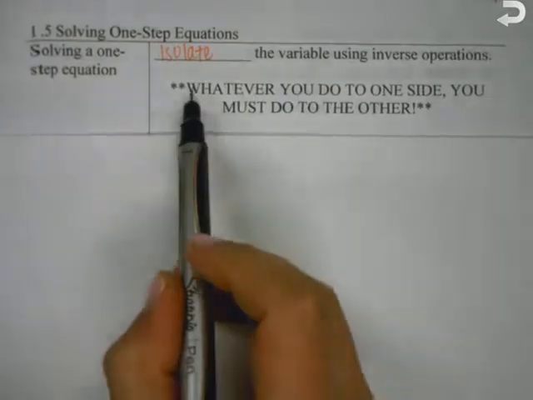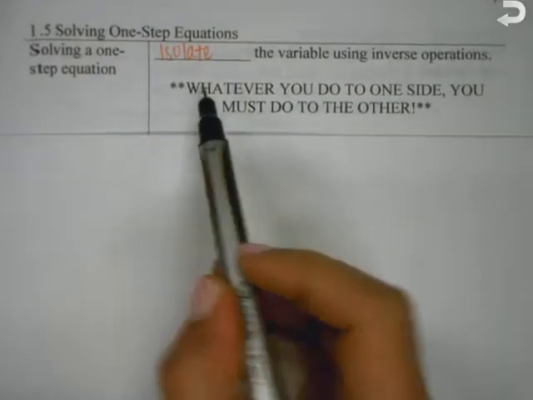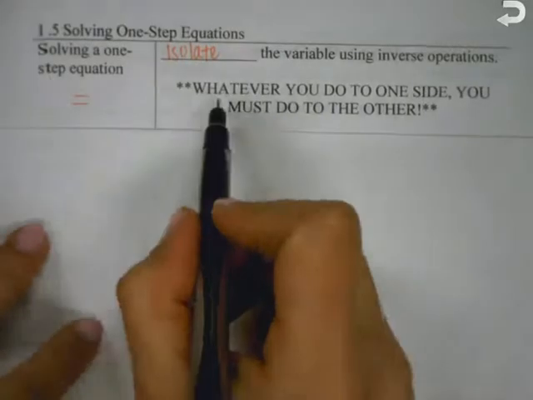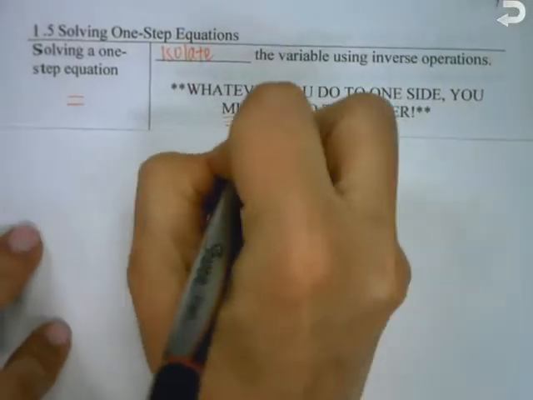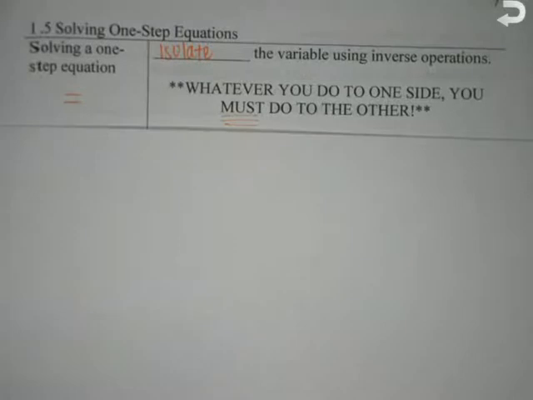Now remember, the biggest thing to remember for solving equations is that that equal sign means that the two sides are balanced. So if I were to add 5 to one side of the equation, are those balanced anymore? No, so what do I need to do to the other side to keep it balanced? Also add 5. So the rule is, whatever you do to one side, you must do to the other. Okay? Whatever you do to one side, you must do to the other.